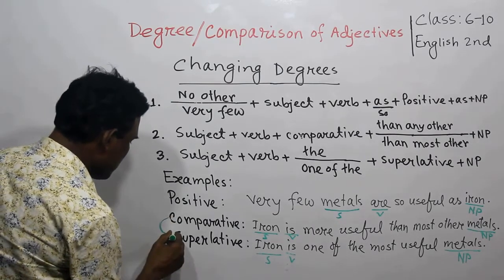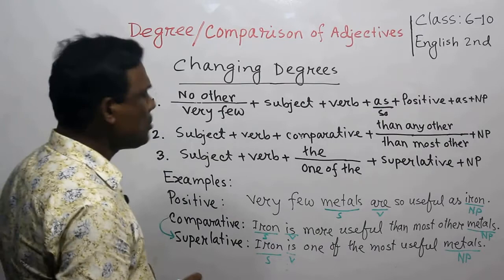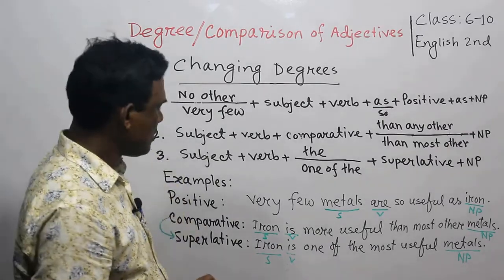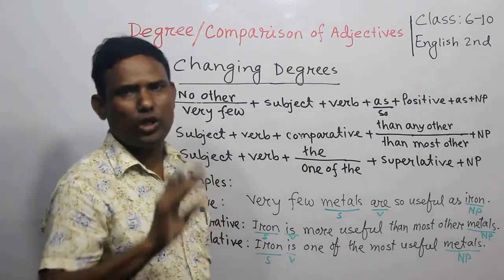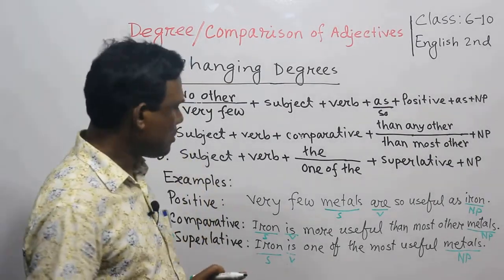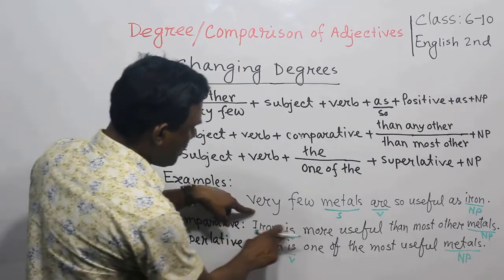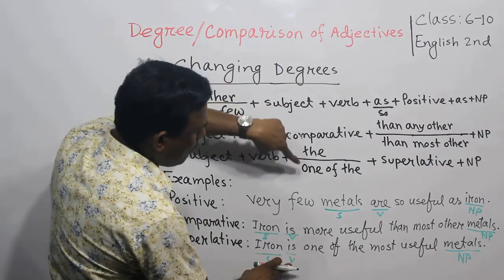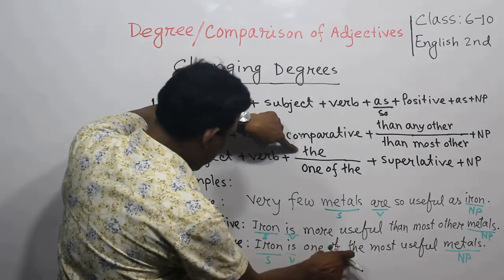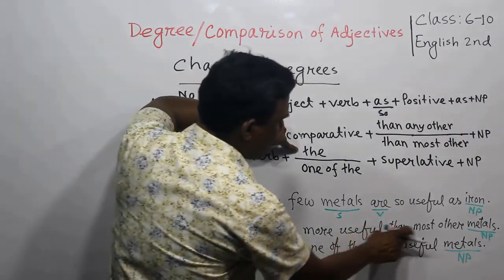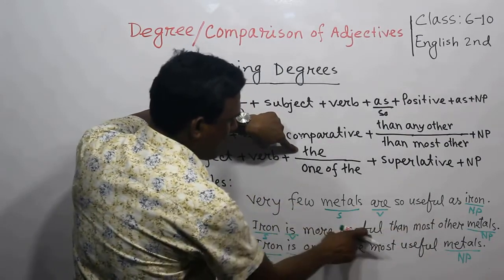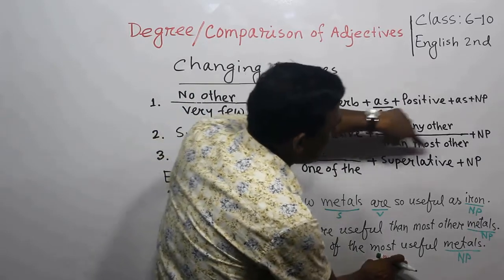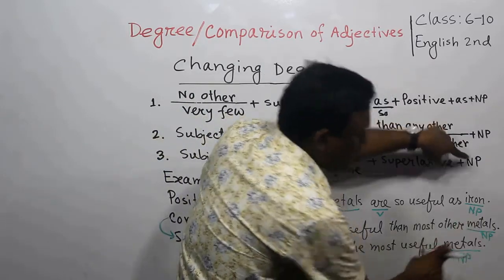Now, comparative to superlative. In this case, subject and NP will not be changed. So, iron is, you can see the or one of the. Here one of the has been taken because you can see then most other after the comparative degree. Superlative: most useful superlative plus NP, NP has become NP. Okay.